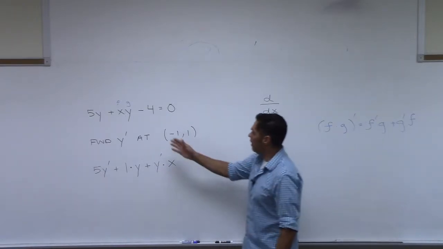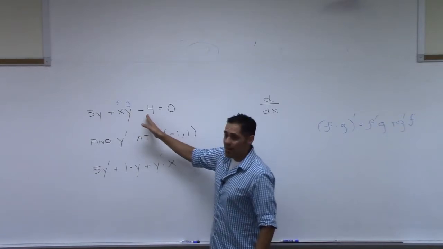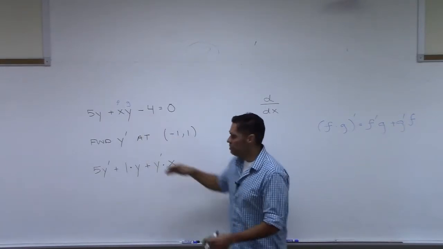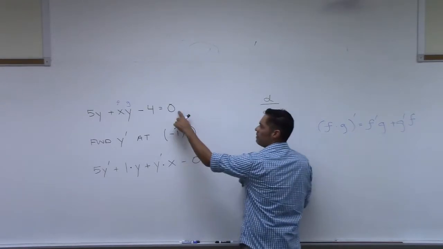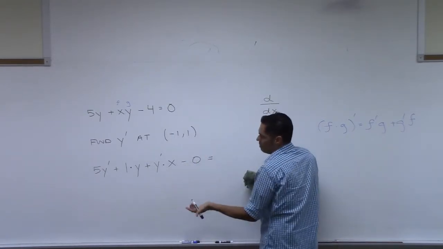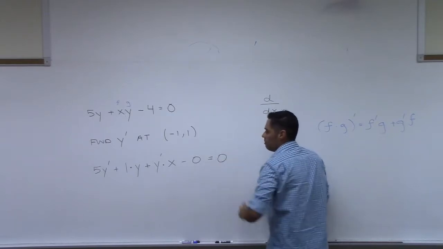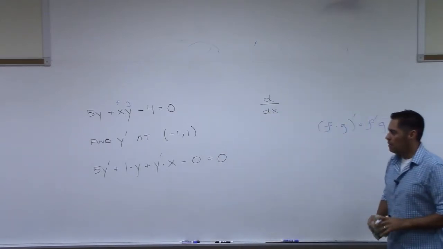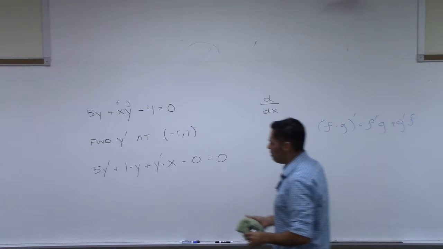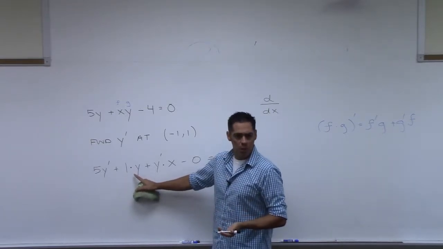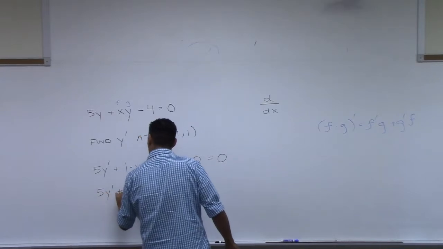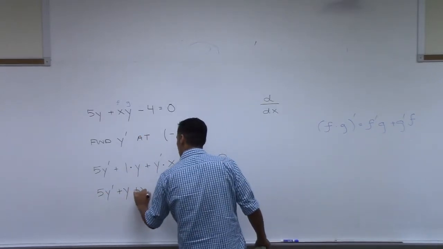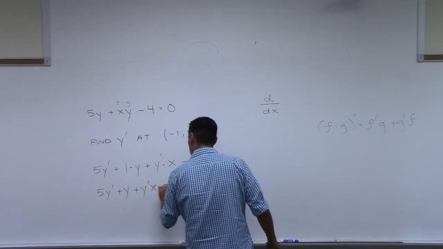And then we keep moving. The derivative of a constant is 0, right? So I don't need to put that, but I will. Mine is 0. And then equals the derivative of the other side, which is still the derivative of a constant, which is still 0. Yes? Okay, let's just clean it up a little bit, because 1 times y is really just y. So 5y prime plus y prime x equals 0.